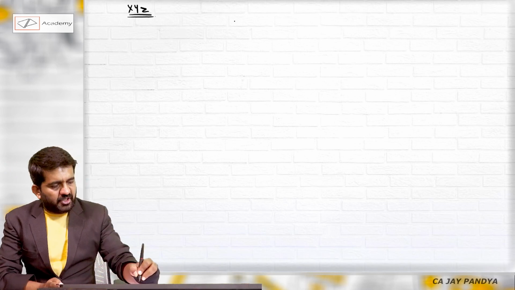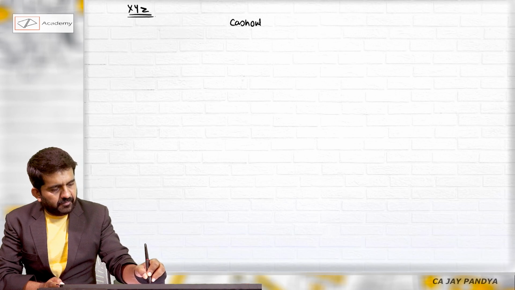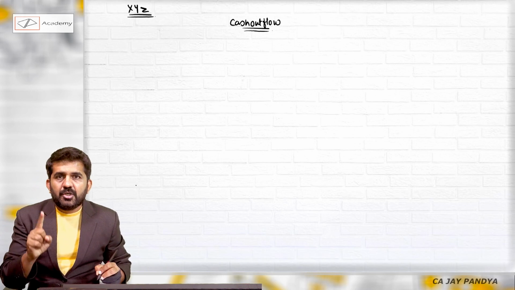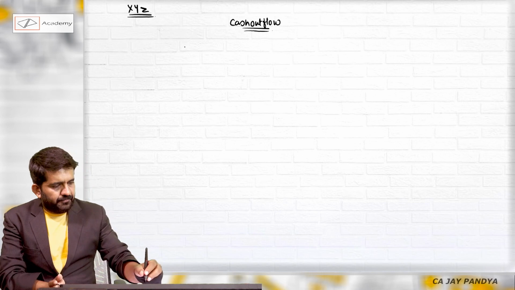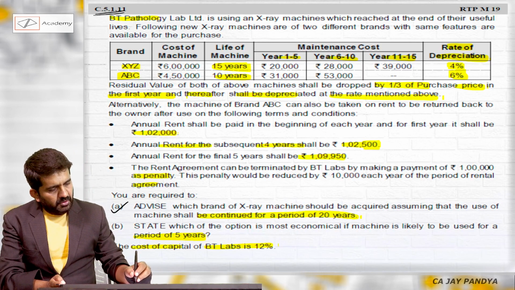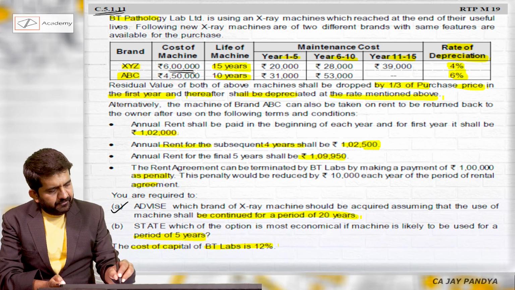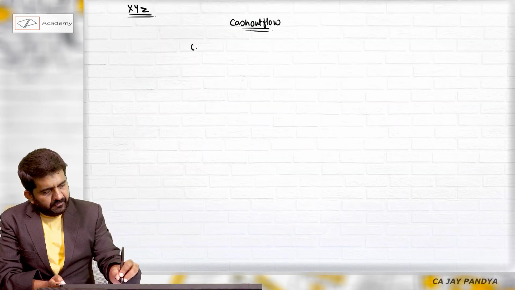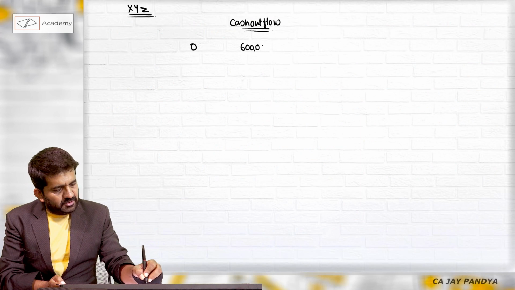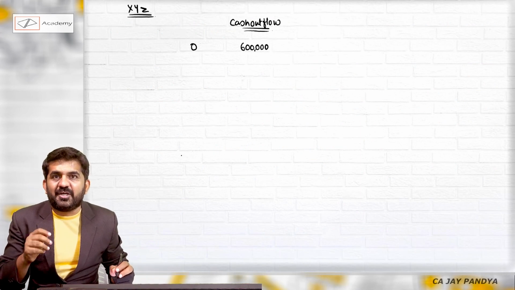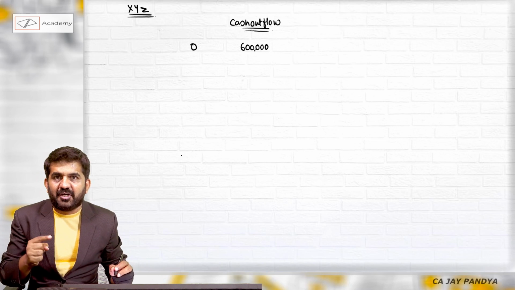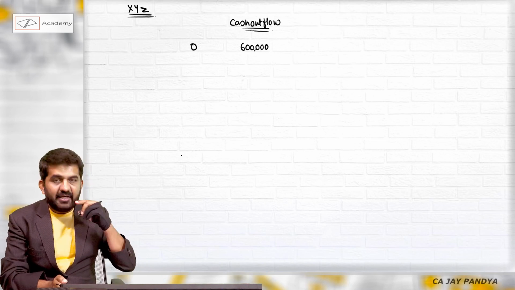So the machine is XYZ. Please understand, I will be finding out cash outflows only because no cash inflows are given. So cash outflow will be positive, cash inflow will be negative. If I purchase the machine today, 6 lakh rupees I'll have to pay. 0 years, 6 lakh rupees. Sir, why am I not writing down a negative figure? Because cash outflow is my positive figure. So cash inflow will be my negative figure. Net answer will be cash outflow.